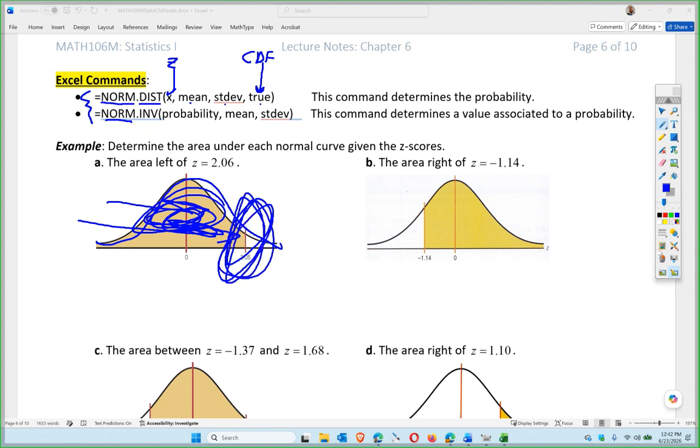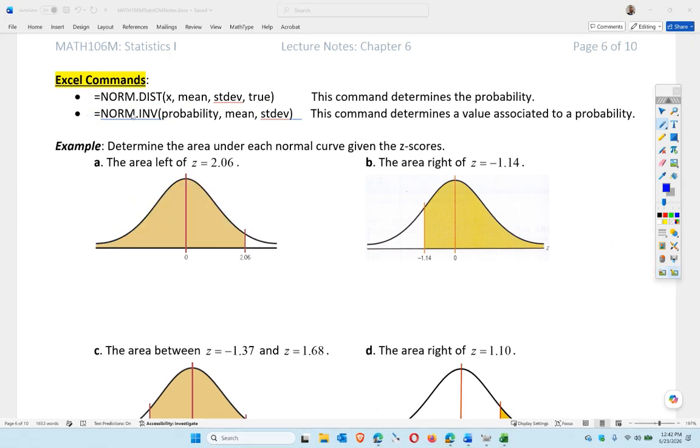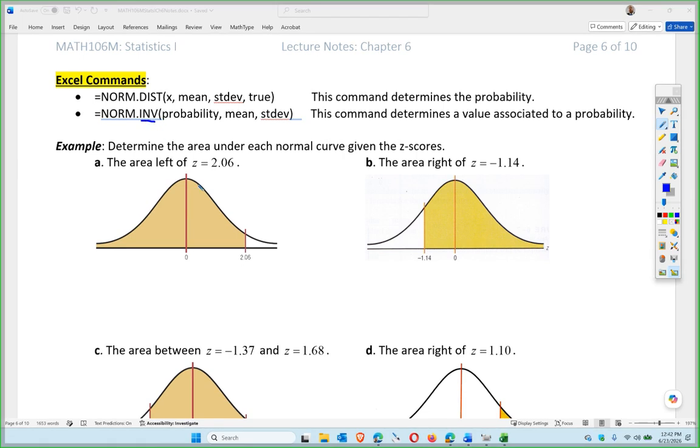Okay? In inverse, what the inverse is doing is inverting the area back to a z-score, essentially. So this is a z-score here. So it's a question of, do you want the actual value or do you want the probability? What do you want? So this one gives you the area, or the probability, right? The distribution of the area, or invert the area back to a z-score. That's the two things it does.